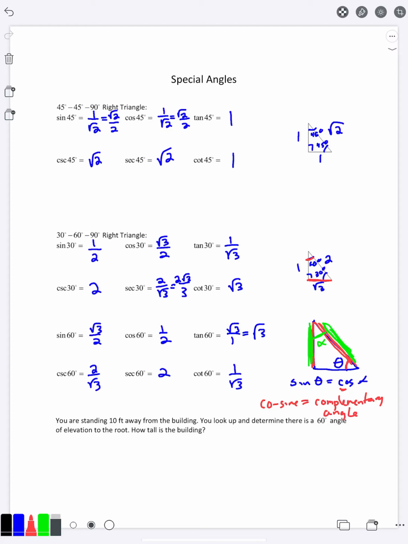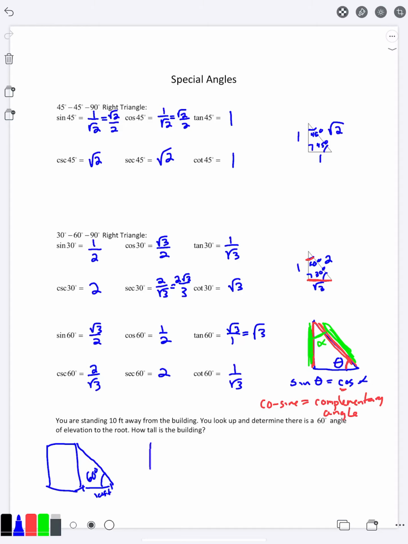Now, on this bottom part here, I added a nice little word problem. I think it's a fun little experiment you can actually go out and do yourself if you're interested. But the idea is you go outside of a building, you count how many feet away you walk from it. So in this case, I decided to say that we walked 10 feet from it. And then we determine that there's a 60-degree angle of elevation. So angle of elevation is just saying what is the angle when you're looking up. So it would be 60 degrees here.